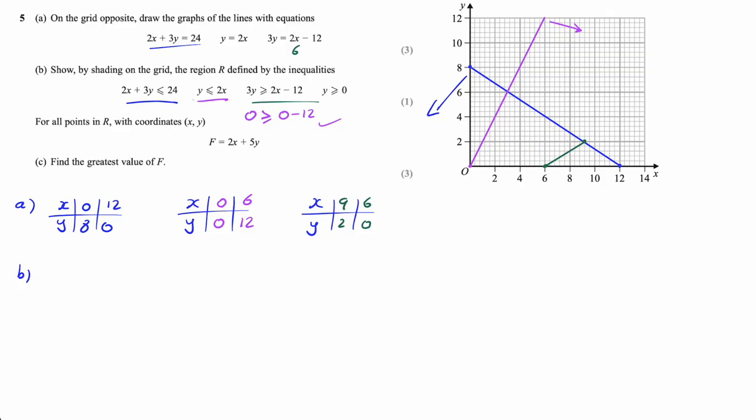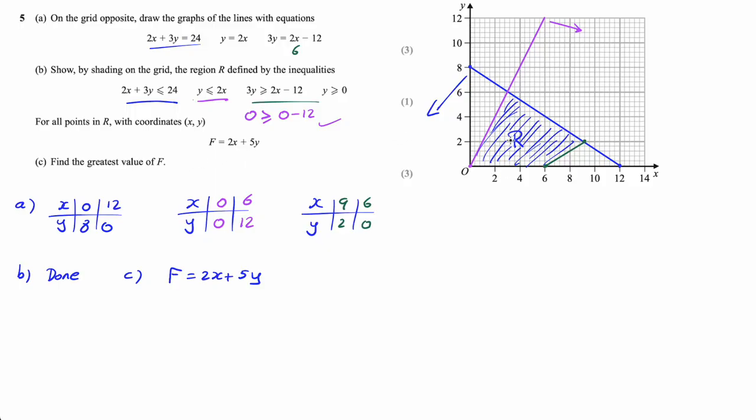Now we're going to shade this region, and let's call it R, but we're going to shade it. So it's here. Okay. And then he says, done. Then he says, find the greatest value of f, where f is equal to 2x plus 5y. So it says for all the points in R, so in this region, find the greatest value of f, where f is 2x plus 5y.